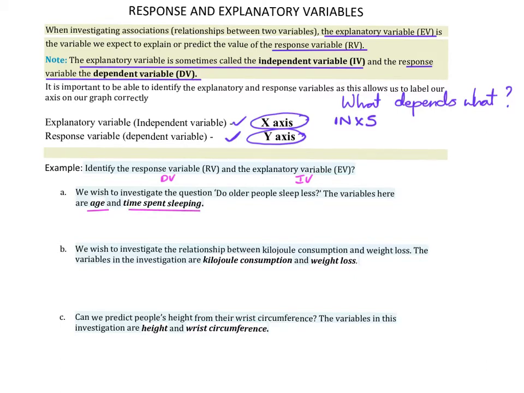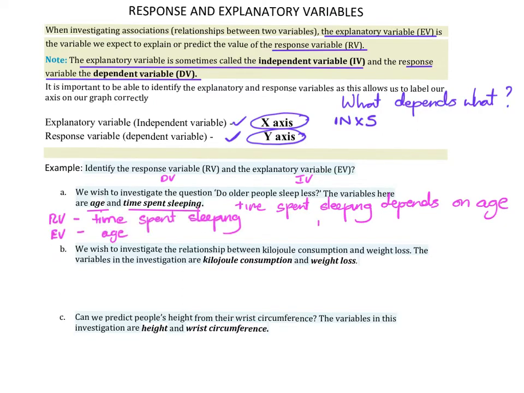All right, so the question is, what depends on what? Does age depend on time spent sleeping, or does the time spent sleeping depend on the person's age? Hopefully, you're telling me the time spent sleeping depends on the person's age. So therefore, if it depends on the age, the time spent sleeping is dependent, and the age therefore would have to be independent. And of course, independent is the explanatory variable and the dependent is the response variable.